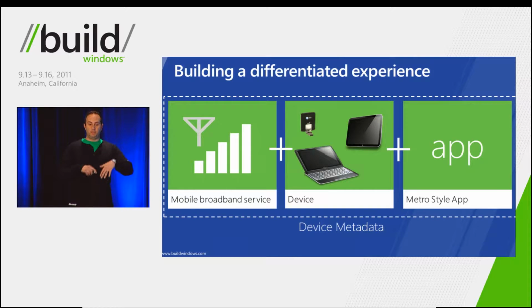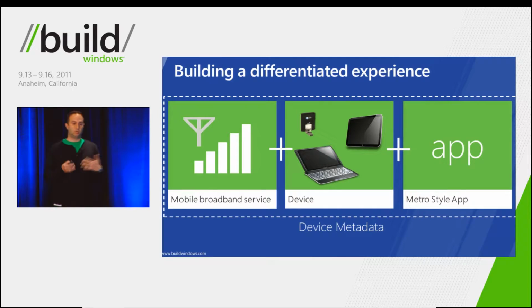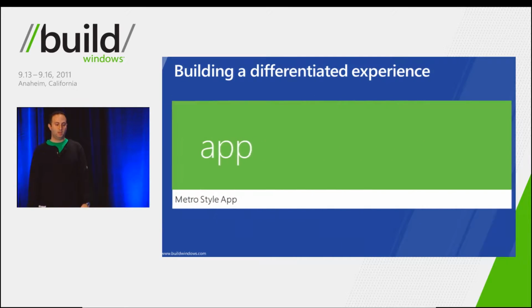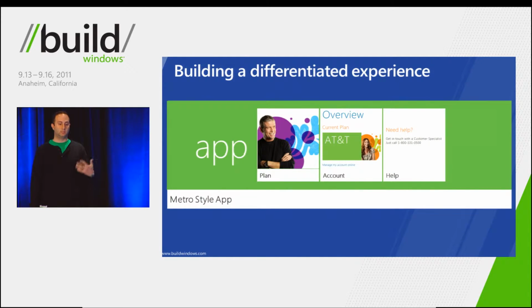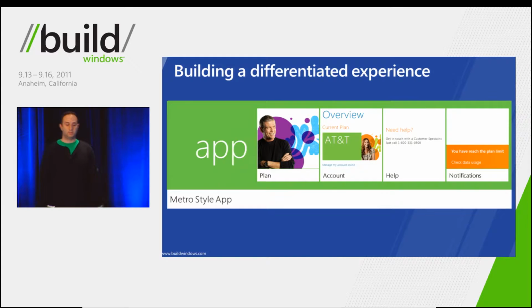And the glue, as I like to call it, that ties all of this together is device metadata. This is a description of your network service that Windows understands, and it allows Windows to connect your Metro-style app into the connection manager and to access some of the key APIs that Dheeraj is going to talk about later. Right now, I'm going to focus on the app. What are the key scenarios that you should think about as you build your Metro-style app?